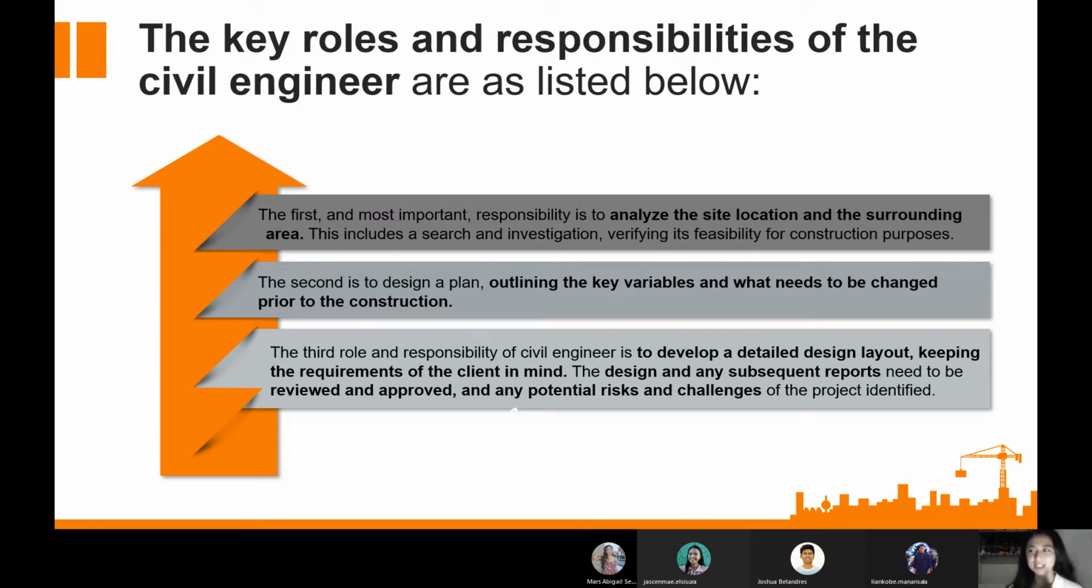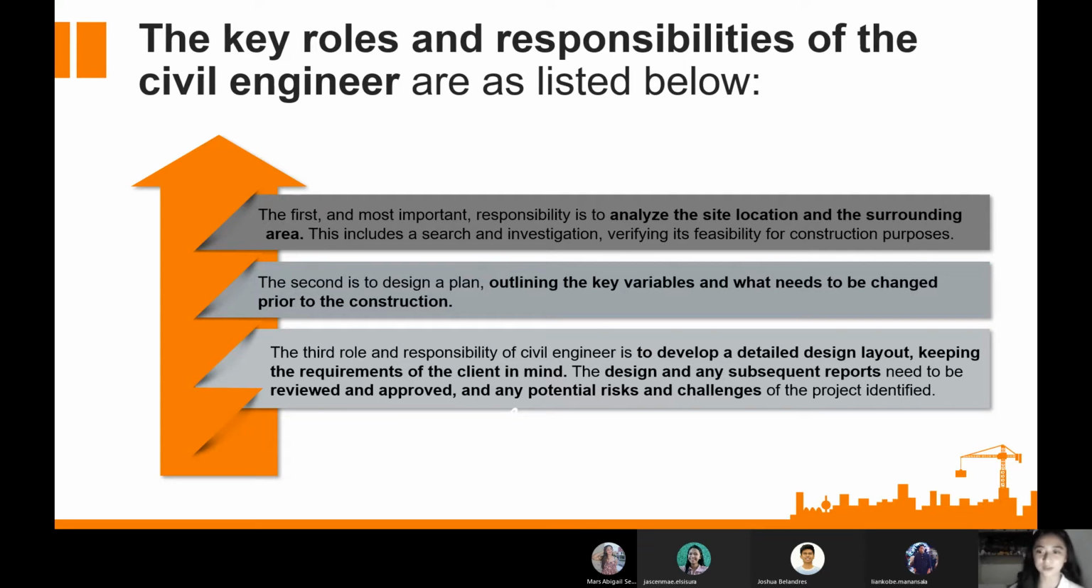So, as civil engineers, they should be vigilant enough to take action upon the uprising risk or possible risk that may pwedeng lumabas during the construction itself. So the third role or responsibility of civil engineering is to develop a detailed design layout, keeping the requirements of the client in mind.